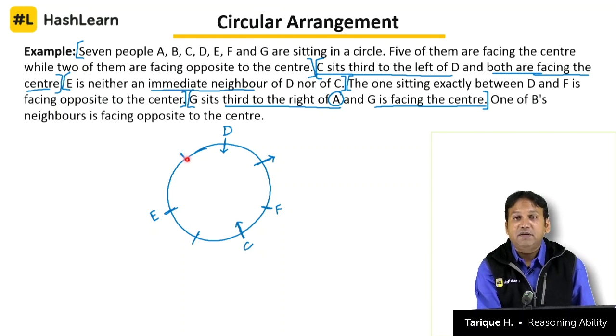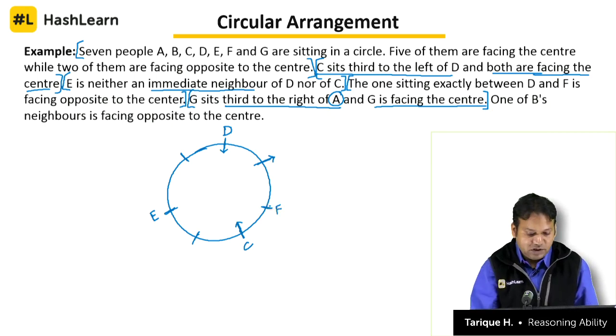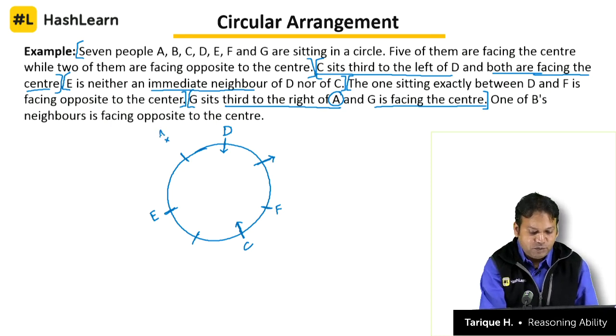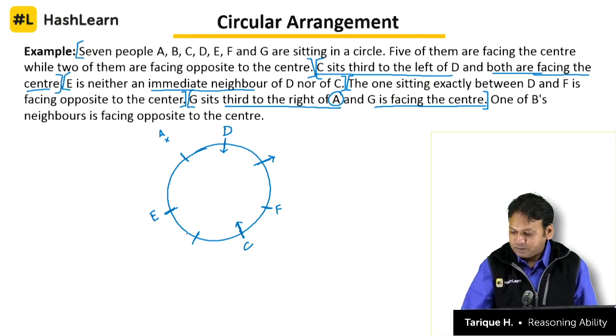That means the other thing to consider would be that he is facing away from the center. If he is facing away from the center, third right means 1, 2, 3, that's also occupied. What does it mean? It means A cannot come in this position. Let's cancel this position for A. A cannot come in this position. Now let's take the next position for A, this one.